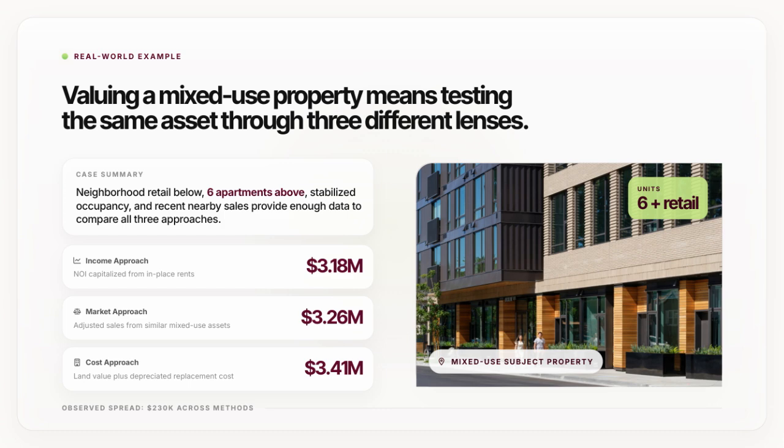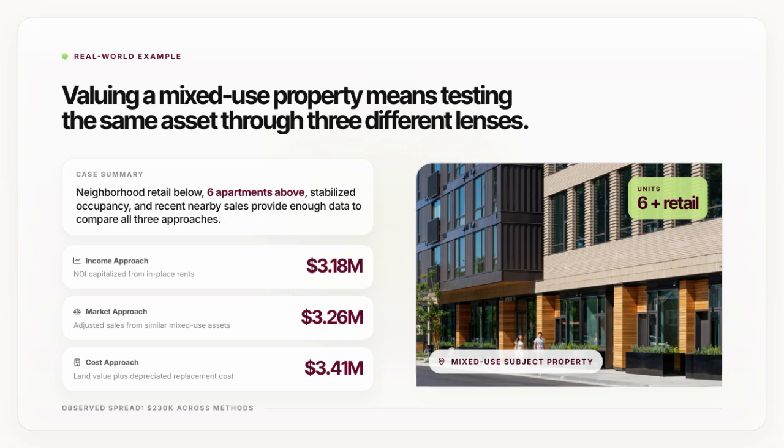Starting with the income approach, we capitalize the net operating income based on the current rents in place, resulting in a valuation of approximately $3.18 million. Moving to the market approach, we look at adjusted sales data from similar mixed-use properties, which gives us a slightly higher value of about $3.26 million.